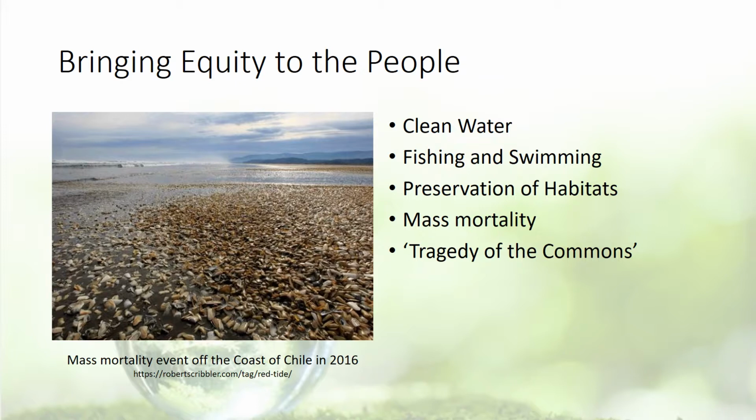This act will bring about equity to the people, balancing the chronic issue of overspraying. Clean water, fishing and swimming, preservation of habitats, and preventing species mass mortality may result if the total concentration of runoff is abated, assuming the damage can be reversed with remediation efforts. This becomes almost a tragedy of the commons, the use of water, a shared resource, in agriculture, in which the overuse of pesticides by farmers acting in their own self-interest spoils this common resource. We see here a mass mortality event off the coast of Chile in 2016.